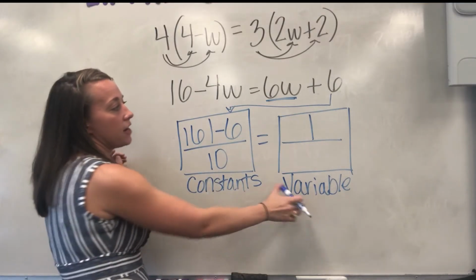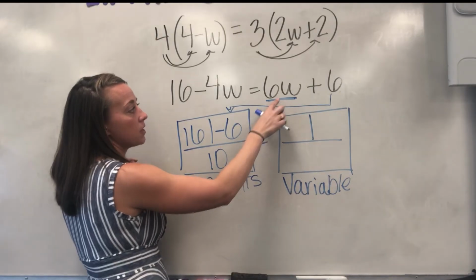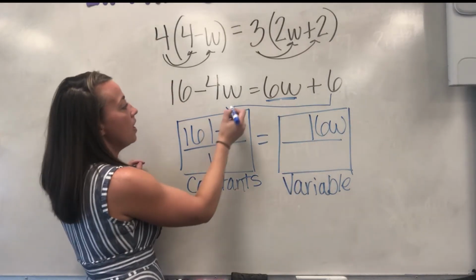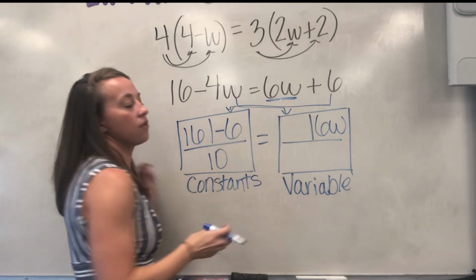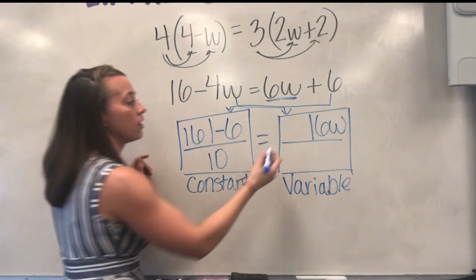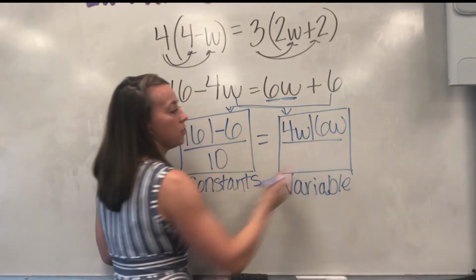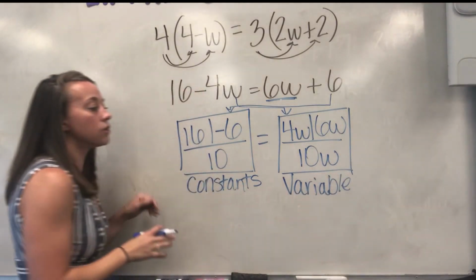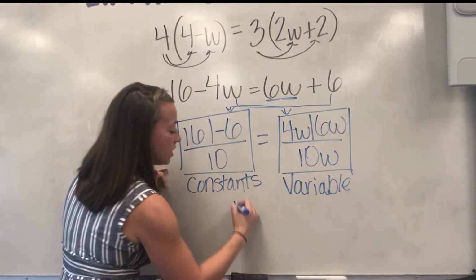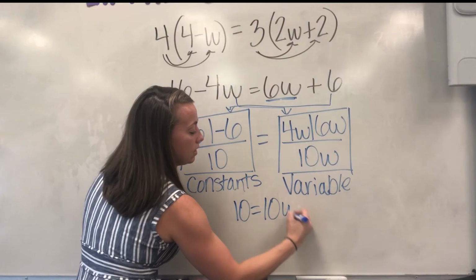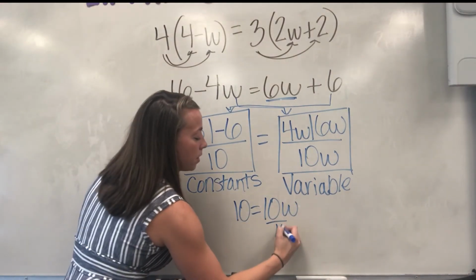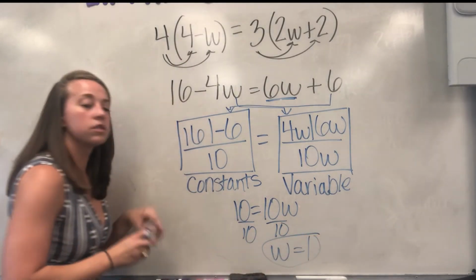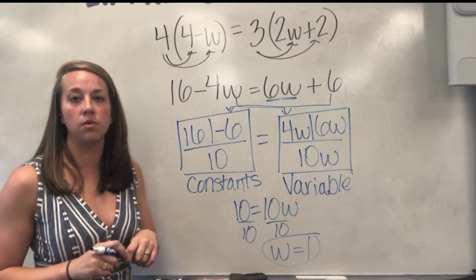Okay, then I'm going to move to my variable side, which is on the right. So I already have 6W's over on the right, so we're going to put those there. I need to bring over the negative 4W, but because I'm bringing it over, it's going to change to a positive 4W, and then I combine my W's, which give me 10. So now I'm left with that same equation that I was left with before. 10 equals 10W. We'll divide both sides by 10, and again get W equals 1. So either way you want to solve it works. You choose the way that you like best.